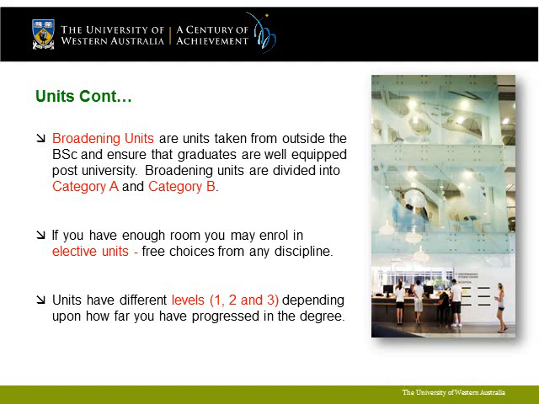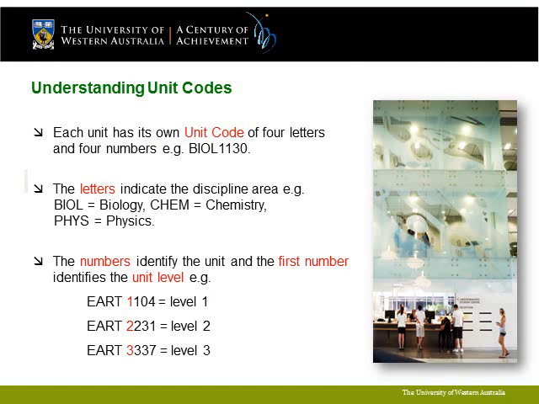Broadening units are units taken from outside the Bachelor of Science and ensure that graduates are well equipped post-university. 2 different categories of broadening units exist, Category A and Category B. If you have enough room, you may enrol in elective units, free choices from any discipline. Units have different levels depending upon how far you have progressed in the degree. The higher the level of a unit, the more prerequisites are required.